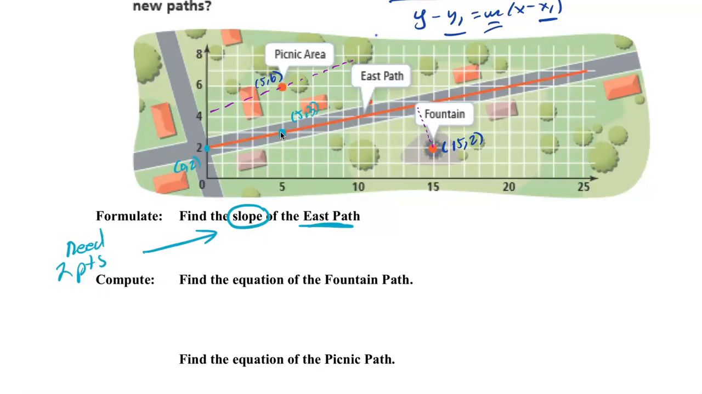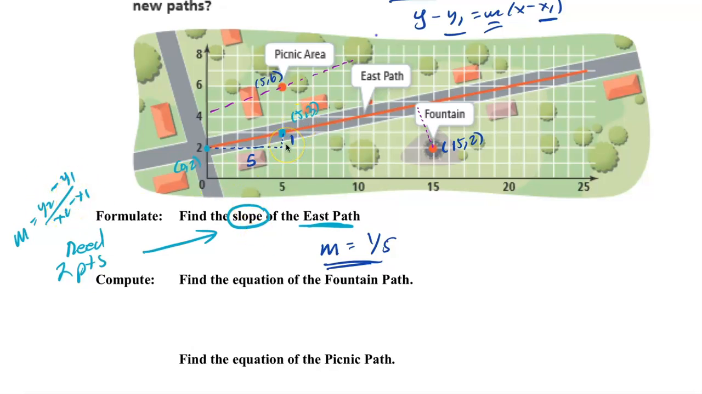Now again, you have two choices. You could use the slope equation, m equals y2 minus y1 over x2 minus x1. Or we could do rise over run. Looks like we run 5 and we rise 1. So my slope here would be 1 over 5. Again, you could do either way. You could plug points into the slope equation, or you could do rise over run.